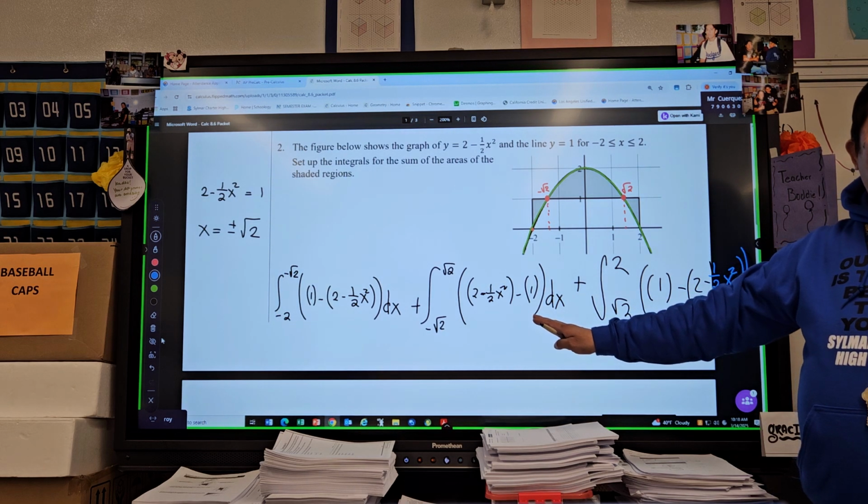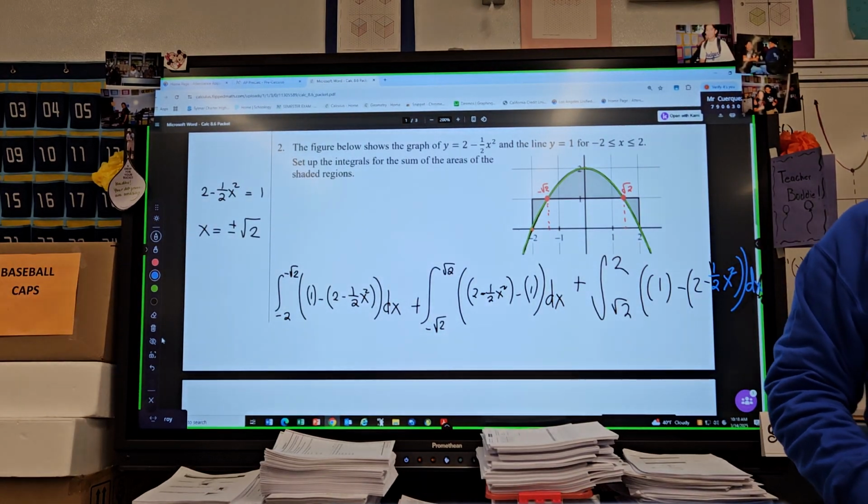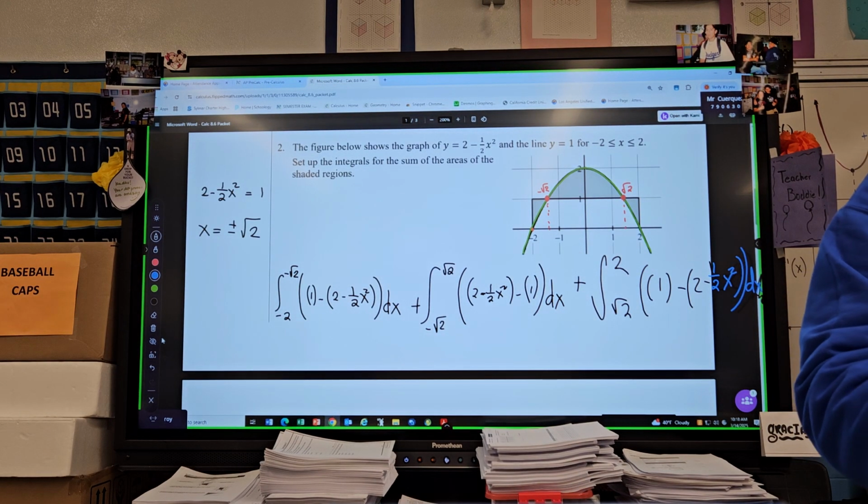So we're done, right? Our objective here is just to set up the equation. We don't have to solve for the area.